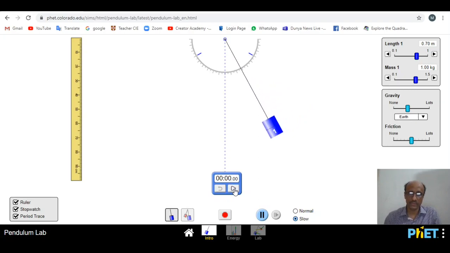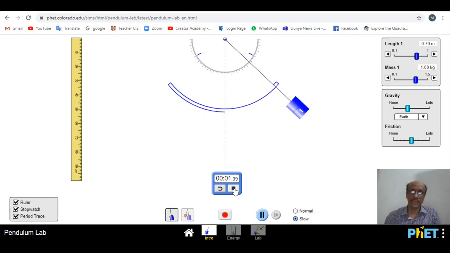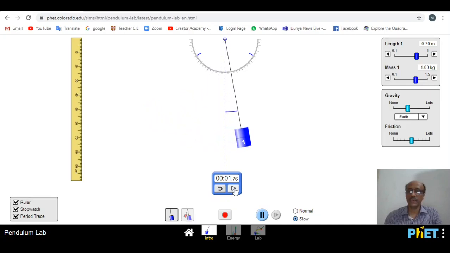Let me check. What is the effect of friction on the time period? Initially the time period was 1.82 seconds. It's almost the same, the difference is human reaction time error. So by introduction of the friction, the amplitude will start decreasing. Okay, now we will set the friction to none, and now we will change the length.